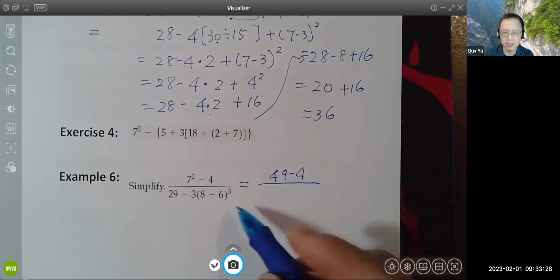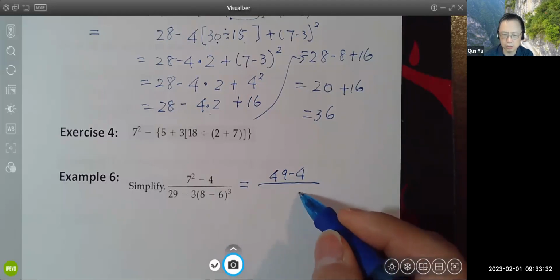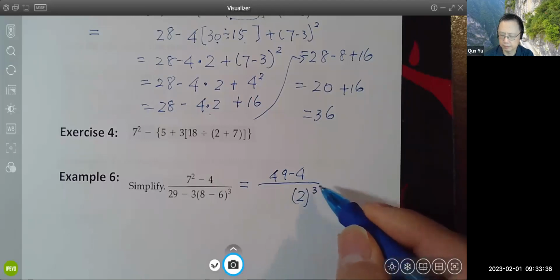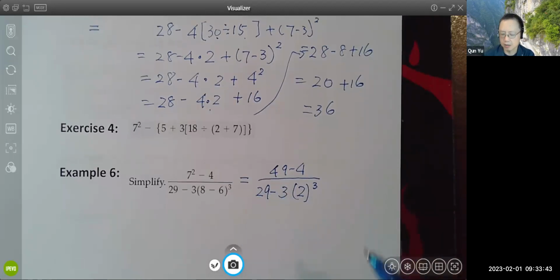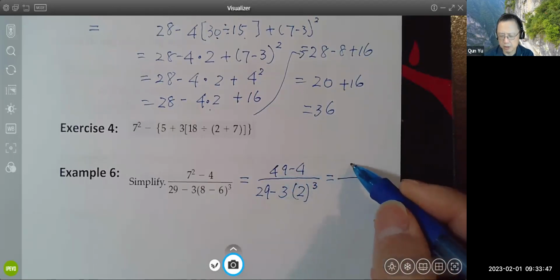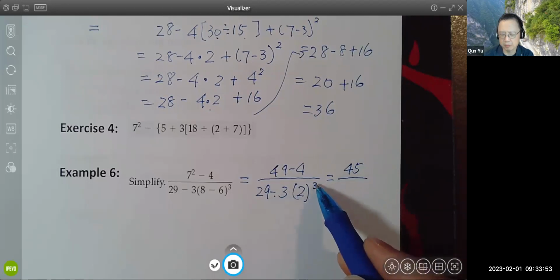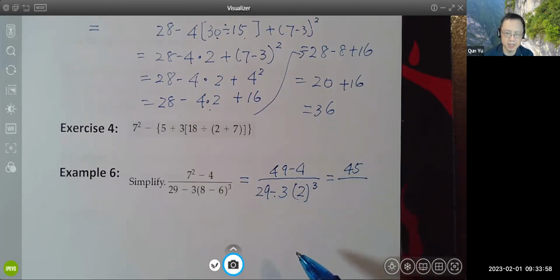On the bottom, we have parentheses. We do operations inside parentheses first, which is 2. So I'm going to copy everything else. On the top, we got just a single operation, which is 45. On the bottom, we have subtraction, we have multiplication here, and we have an exponential operation with the base 2. So we do the exponential operation.